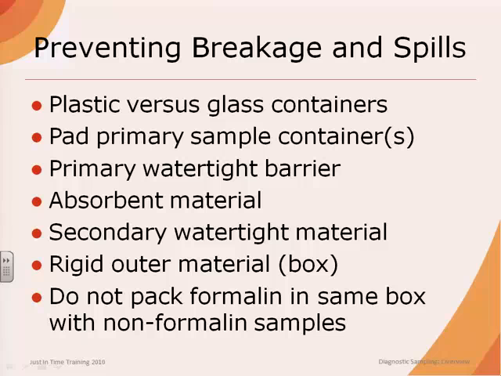This should be placed within a primary waterproof barrier such as a canister or plastic bag, which contains material such as paper towel sufficient to absorb the samples should it spill. This should be placed within a second watertight barrier and finally into a rigid outer shipping container such as a cardboard box. Formalin fixed samples should not be packaged in the same box as non-formalin fixed samples.